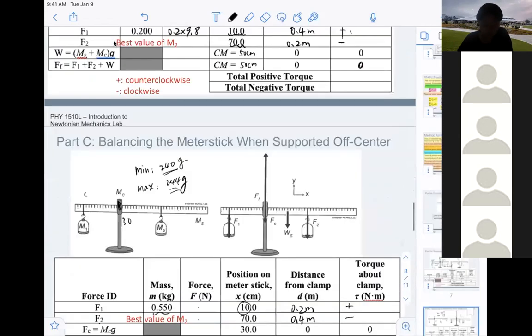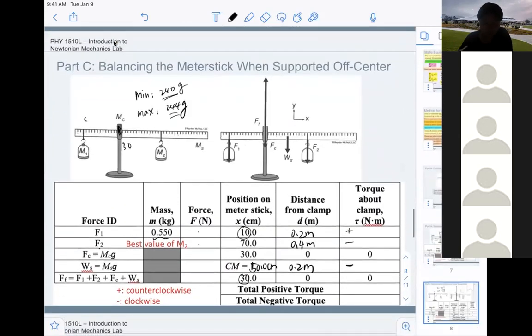Next part, we're trying to balance it, but we're moving it off center. So you can see we put our clamp not at 50 centimeters, now we're putting it at the 30 centimeter mark. We're still going to try to balance it.